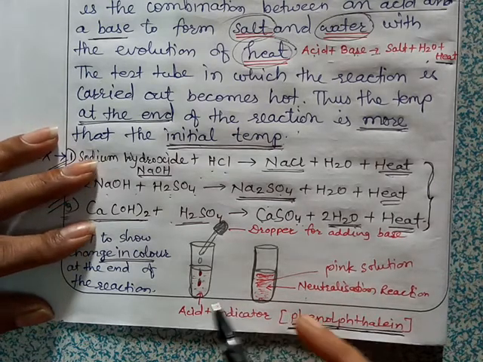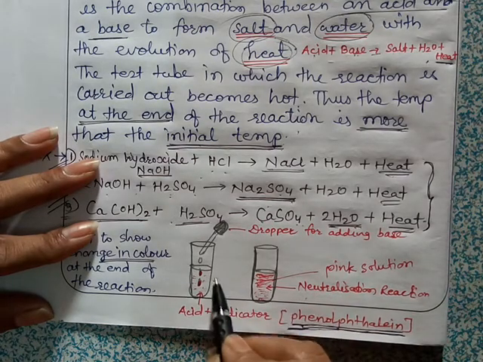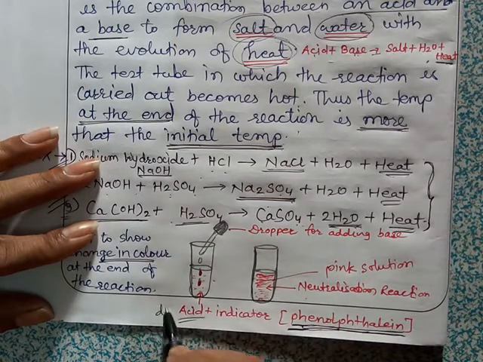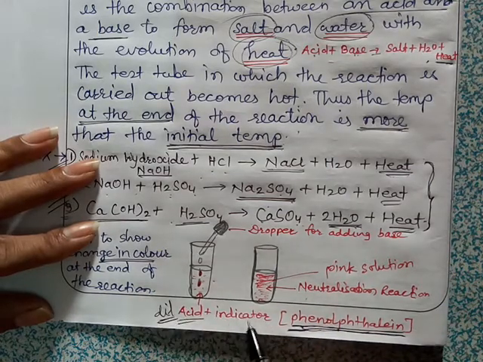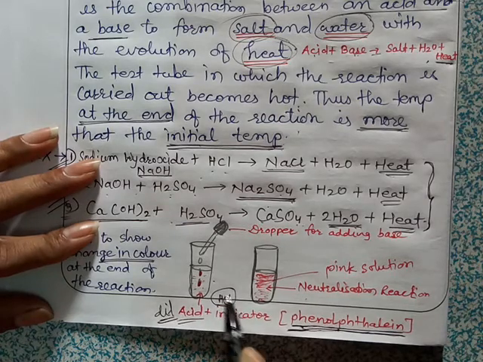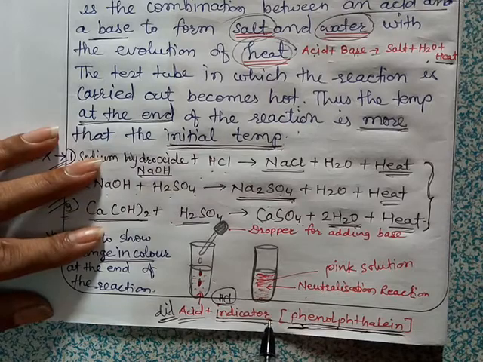So in this small experiment, you have to take one test tube and fill it 1/4 with a dilute acid. Dilute means that it is not very much concentrated. You can take hydrochloric acid, but it should be dilute hydrochloric acid. Then you have to add a few drops of phenolphthalein indicator, and then you shake it gently.